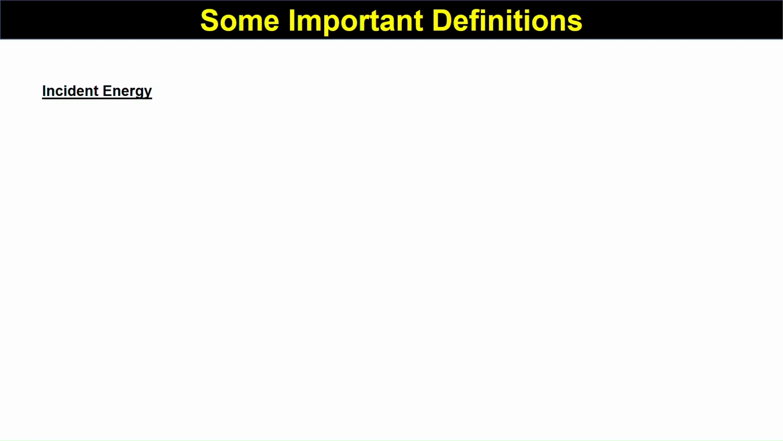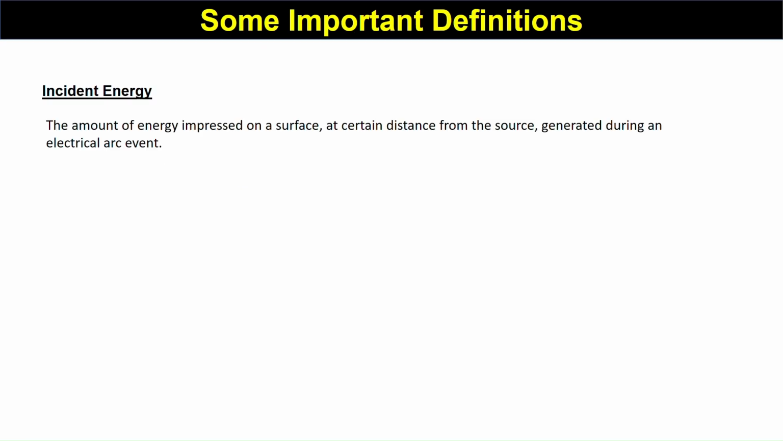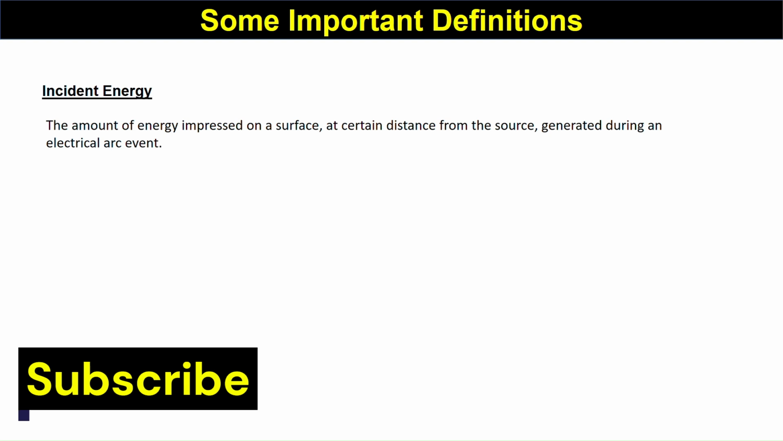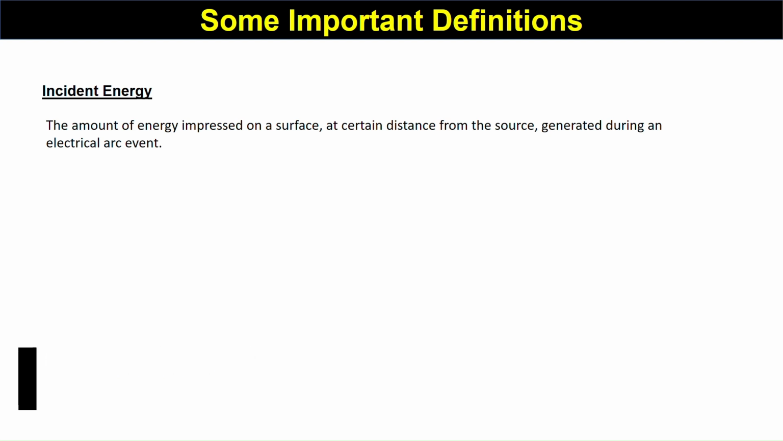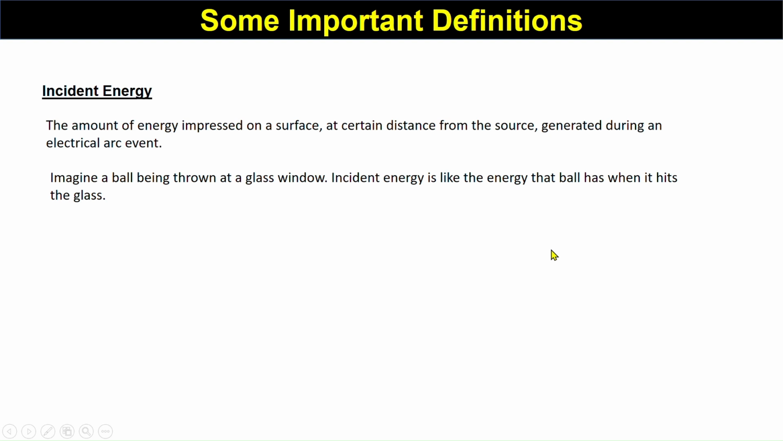First of all, we should know what is the incident energy. The amount of energy impressed on a surface at a certain distance from the source, generated during an electrical arc event. It is the energy which is impressed on the surface from a certain distance from the source during an electric arc. Now I can explain by simple language what incident energy means.